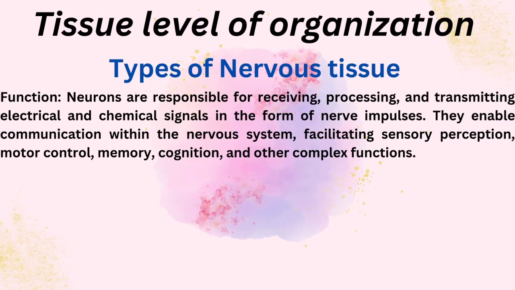Function. Neurons are responsible for receiving, processing, and transmitting electrical and chemical signals in the form of nerve impulses. They enable communication within the nervous system, facilitating sensory perception, motor control, memory, cognition, and other complex functions.